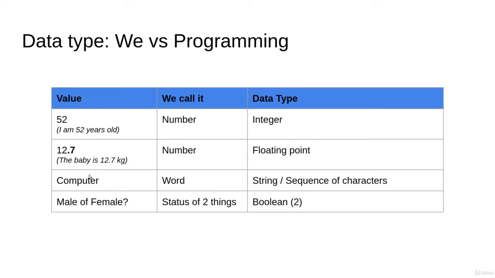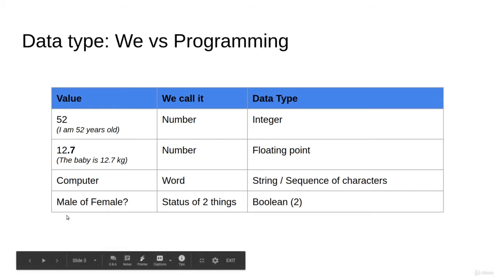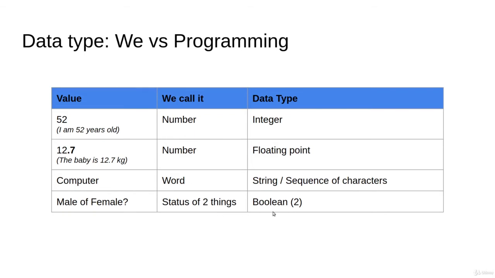You can think also of a word like computer. We call it here in Python a string. You can think of something like, what is your gender, male or female? So status of two things. We call that the Boolean data type. So these values that we have in our real life, we give them names. Also the programming language gives them some name, and it is the data type of them. So when I am saying I'm uploading a variable of value 52, I'm referring to an integer. 12.7, I'm referring to a floating point, and so on. So this is what a data type is.